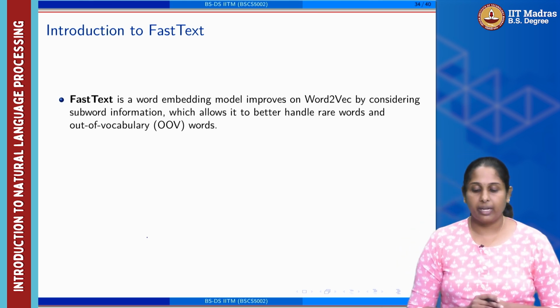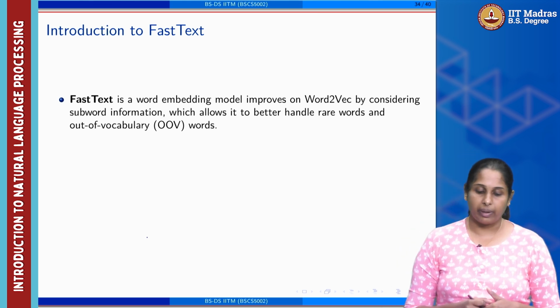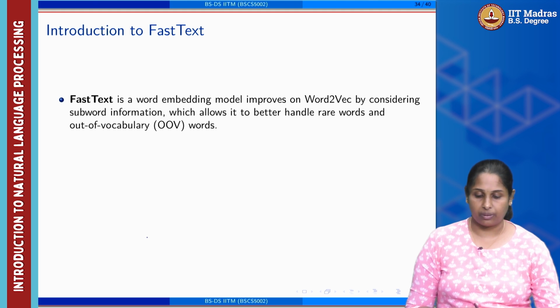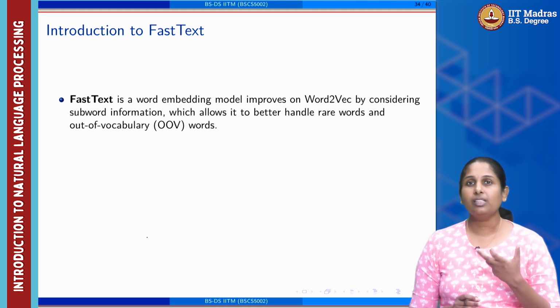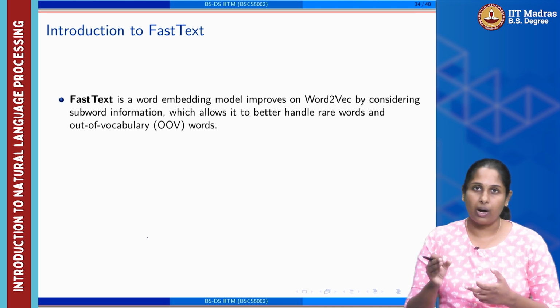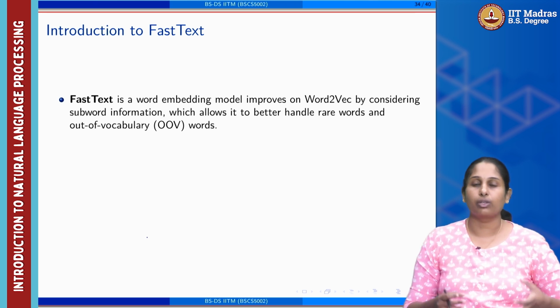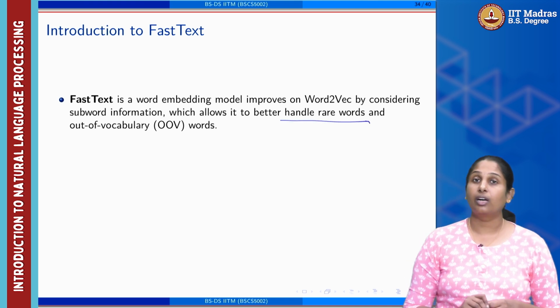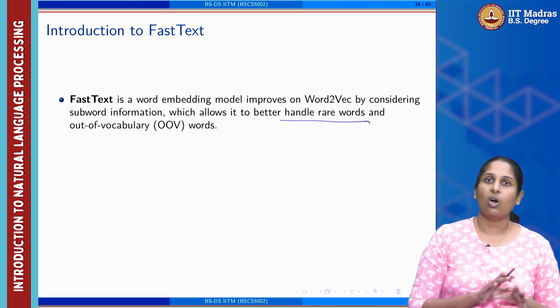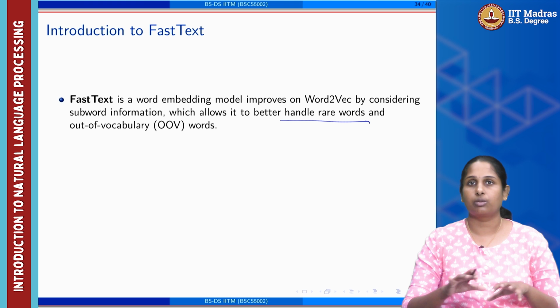FastText is a word embedding model. It improves the word2vec by considering subword information. Subword information is nothing but splitting a word into multiple smaller parts and identifying their frequencies, which allows it to, of course, handle rare words and also out-of-vocabulary words that were never seen in the corpus it has been trained on.